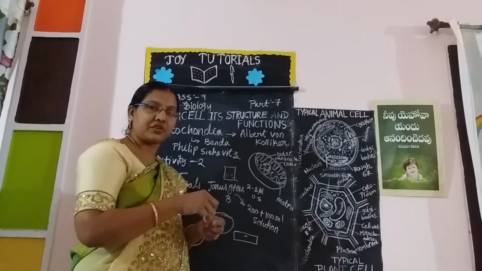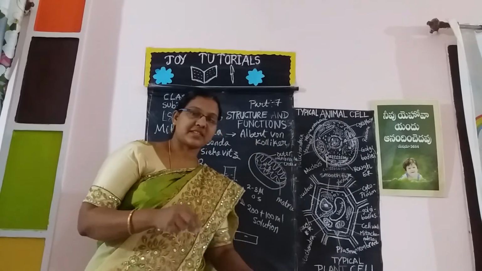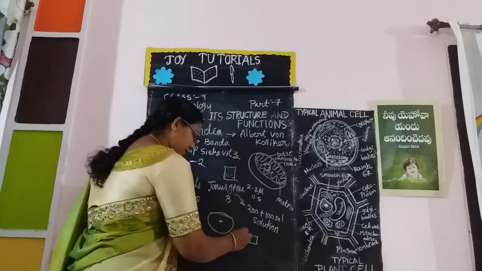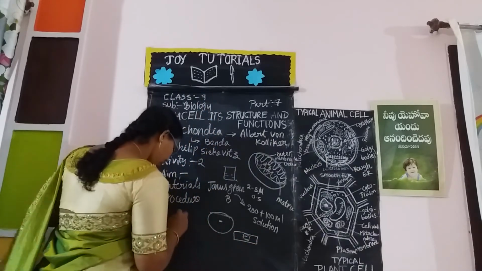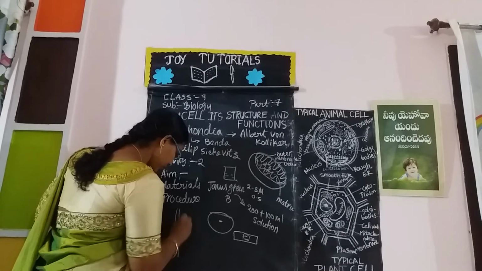Okay, you have to wash it with water, adding water drop by drop. Then any extra stain will be washed out. Then cover it with a cover slip. Observe under the microscope. Whatever your observations, you have to draw in your notebook.